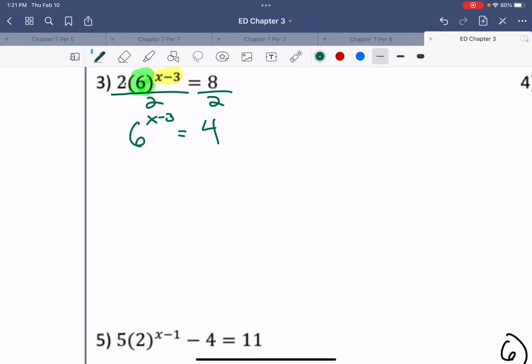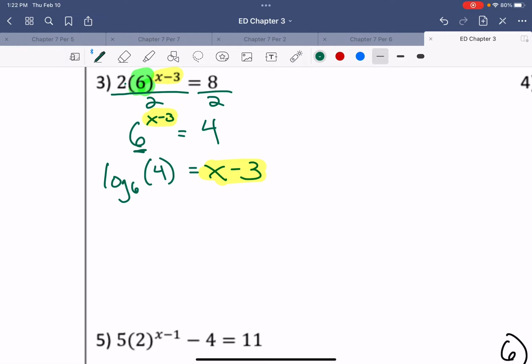Now it's alone. I have an x in the air that I want in the ground, so I'm going to change it to a log problem. Figure out what your base is. So the base has the exponent on it, so log base 6 of 4, and it equals the exponent. Then see what you need to do to finish getting x alone.